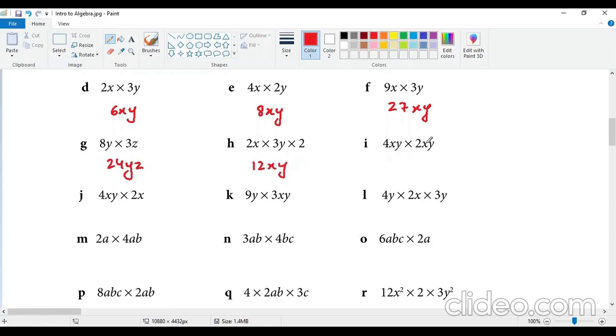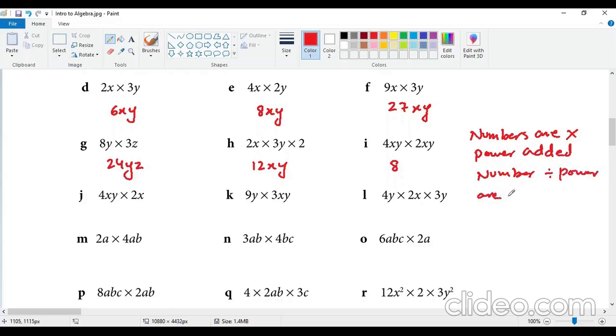4 times 2 is 8, x. And remember a rule: whenever terms are multiplied, your exponents or the powers are going to be added together. And when there is no power, you don't see any exponent here, that means it is 1. So what is the opposite? When terms get divided, powers are going to be subtracted. Powers are subtracted. Let's see how it works.